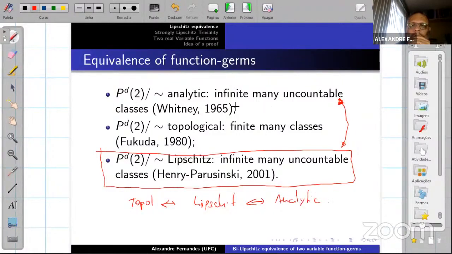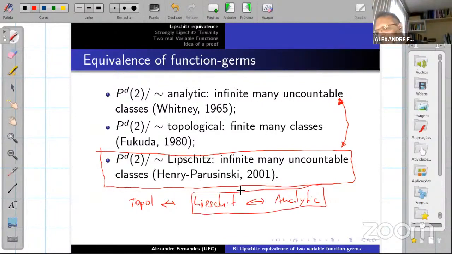So by this kind of results mentioned here, the number of the equivalence classes gives us a feeling that the Lipschitz equivalence is closer to analytic equivalence. They look like analytic equivalence in some sense, okay? The Lipschitz equivalence is far from topological equivalence. This is the feeling, but we are not sure.